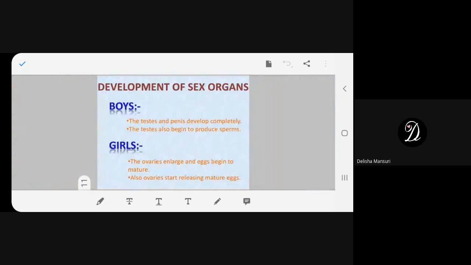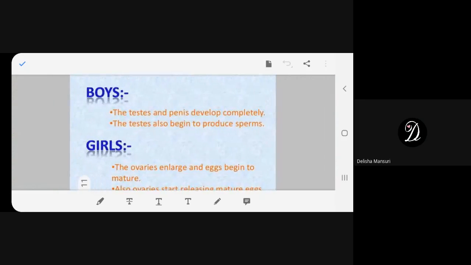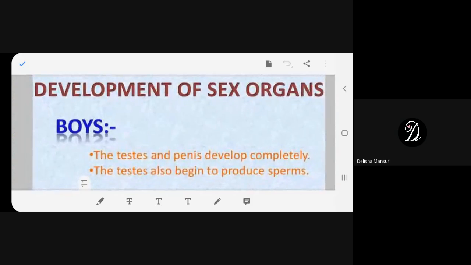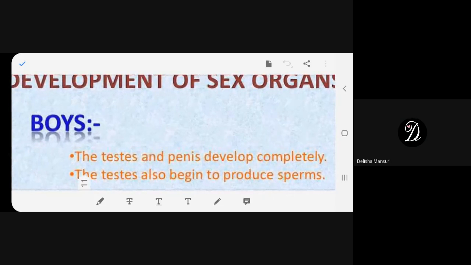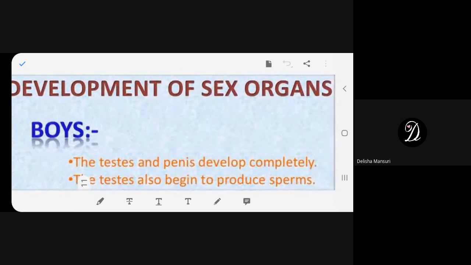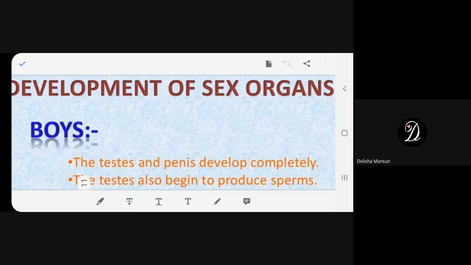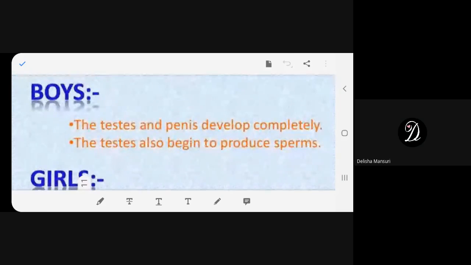There are no ducts. The development of sex organs. In boys, the testes and penis develop completely. The testes also begin to produce sperms.